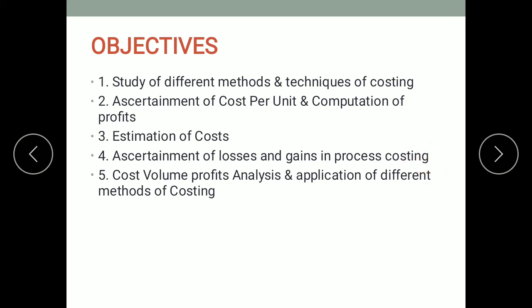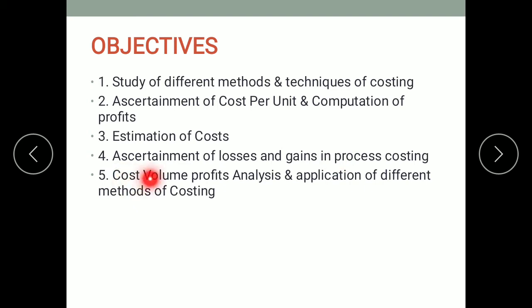Process costing is a special type of costing which is applicable for those industries which are involved in production of a good which passes through different processes. For example, you have the sugar industry, the paper industry. The raw material is passed through different processes to get the final finished product. So in those types of industries, process costing is applied in order to find out the cost incurred at each and every process, and finally the overall cost.